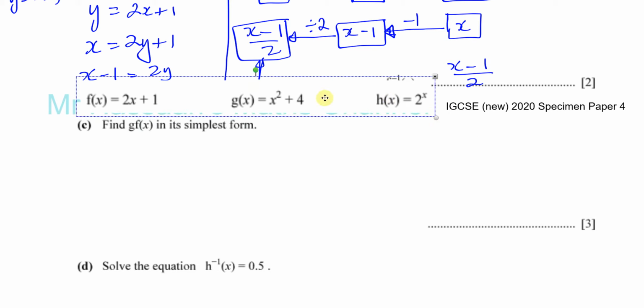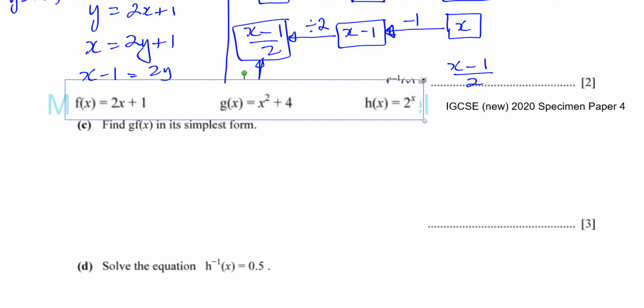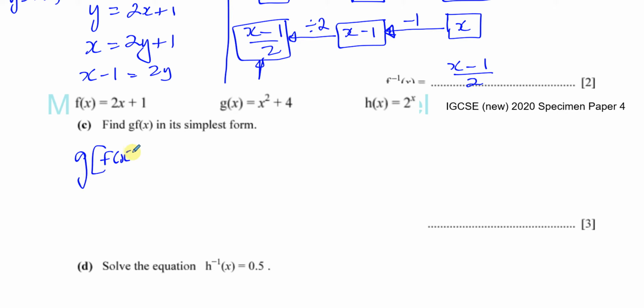Okay, so it says find g of f of x in its simplest form. Now what this means is you have to substitute what comes second into what comes first. So it basically means substitute the function f of x into the function g. So f of x is equal to 2x plus 1. So basically what it's telling you to do is substitute 2x plus 1 in place of the x in the function g. So this x is replaced by 2x plus 1.